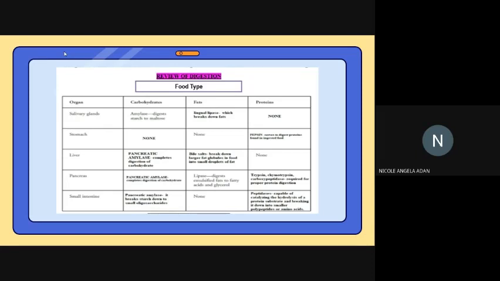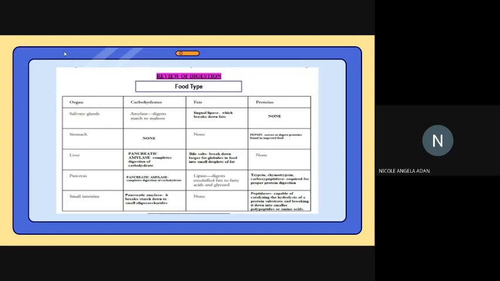For pancreas, we have the pancreatic amylase for carbohydrates, which completes the digestion of carbohydrates. For fats, we have lipase, which digests emulsified fats to fatty acids and glycerol. For proteins, we have trypsin, chymotrypsin, and carboxypeptidase, which are required for proper protein digestion.